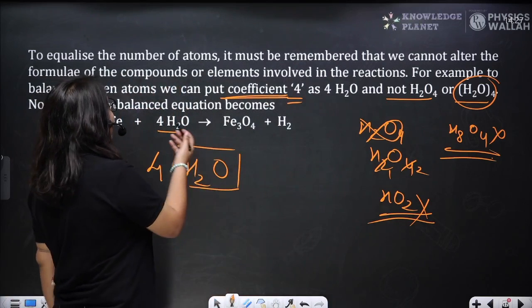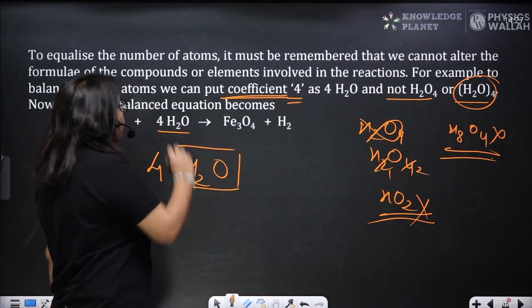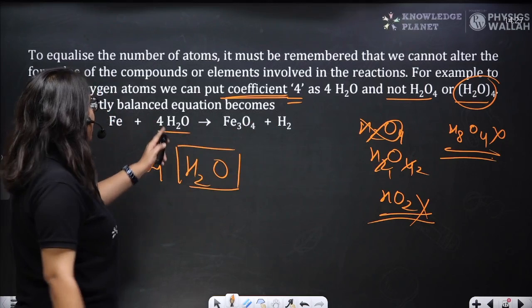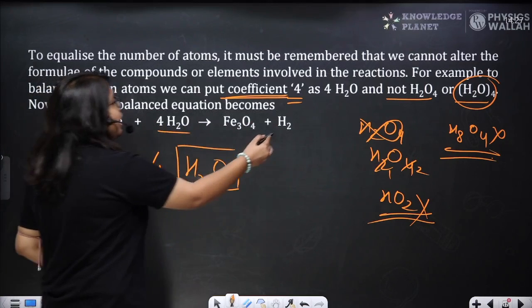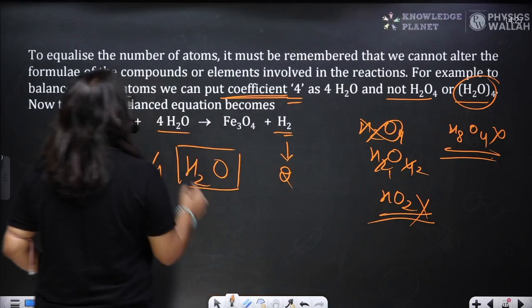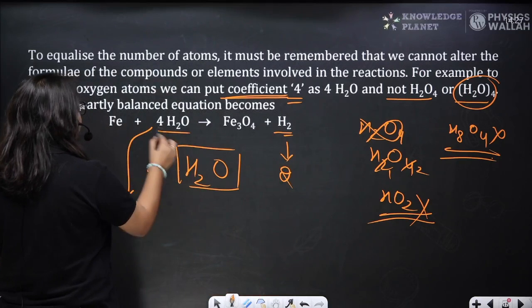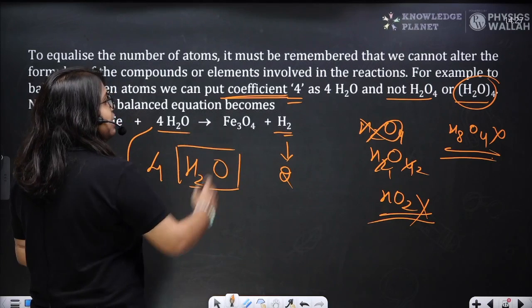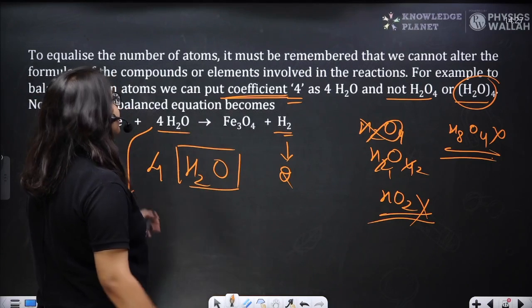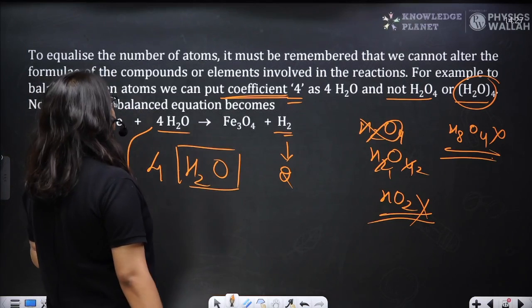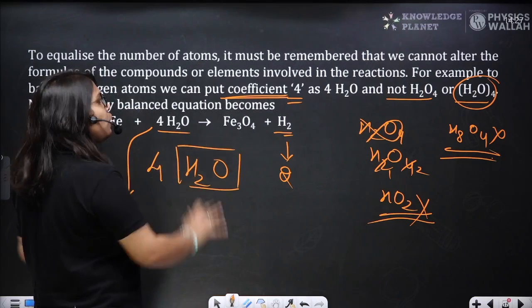Fine, we have balanced the oxygen, but now you see the hydrogen is not balanced. Here in the product side, we have 2 atoms of hydrogen, whereas in the reactant side, 4 into 2, we have 8 atoms of hydrogen. Now we see there's a mismatch. So let's balance. Now we can either balance iron first or we can balance hydrogen first. We can balance either of them first.